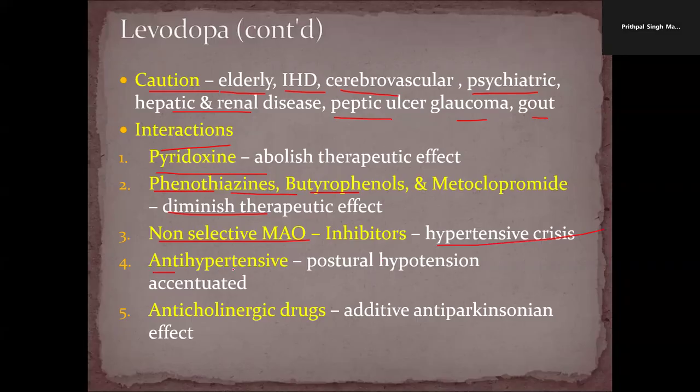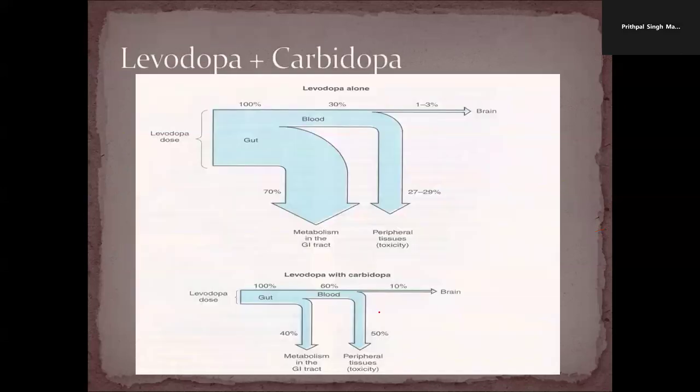With antihypertensives, it could actually worsen the hypotension, and when we combine it with anticonvulsants, and we give antiparkinsonian drugs, tremor is one of the symptoms that is taken care of by the antiparkinsonian drug. Now, moving beyond this to the next class of drugs, that is the peripheral decarboxylase inhibitors.